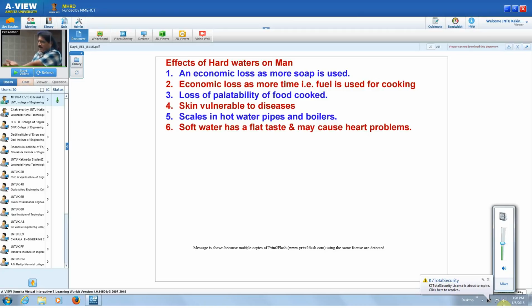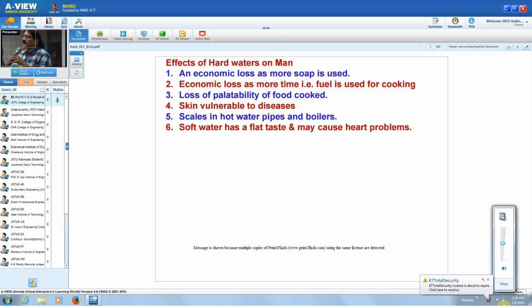So you apply force, just like cleaning a buffalo with a lot of grass, almost 500 kilonewton force you will apply. What happens in this process is you are wasting a lot of soap. Is it not an economic loss to you?